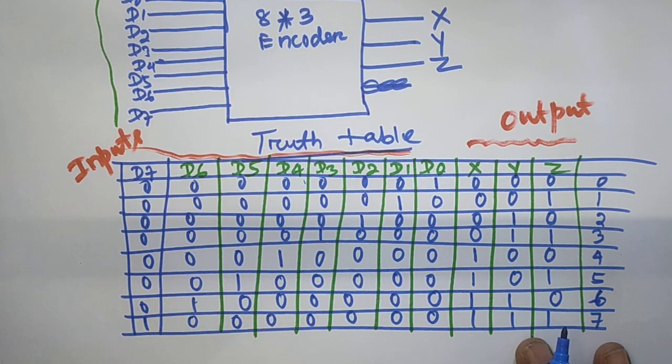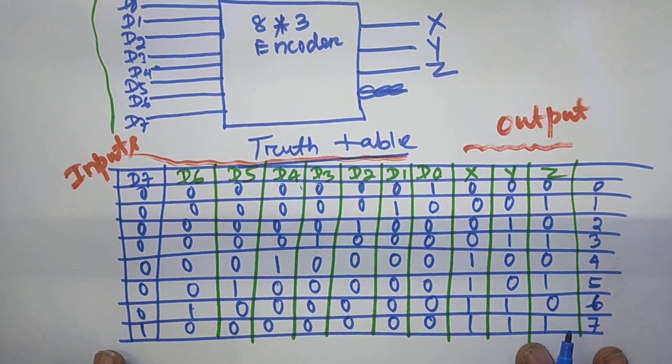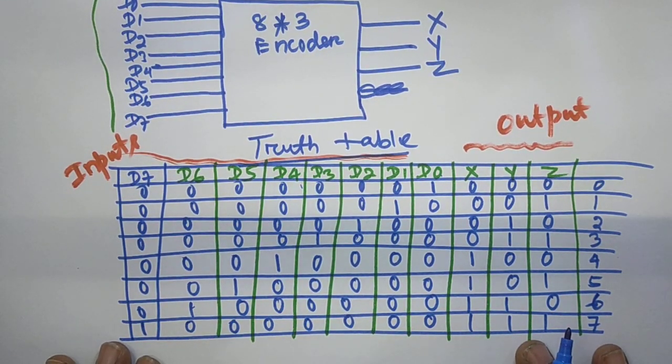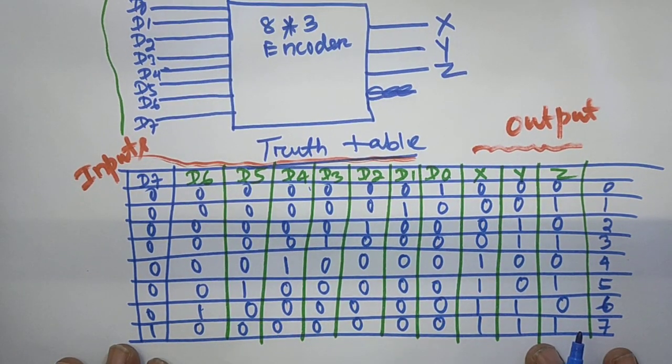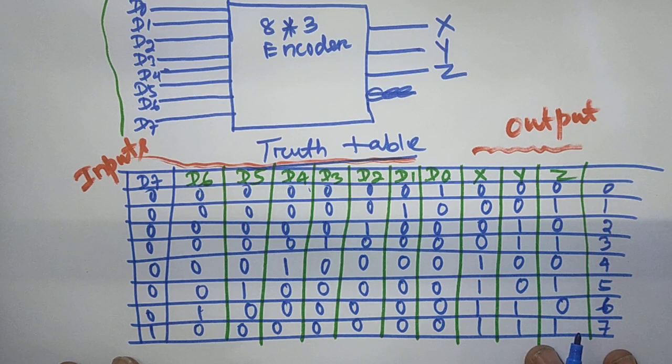Okay. Or by another name we can call it an octal to binary encoder. But octal to binary encoder is normally what it is called, but in a very simple way we can define this as an 8 to 3, or 8-3 encoder. Okay, this is the basic and fundamental concept of encoder.